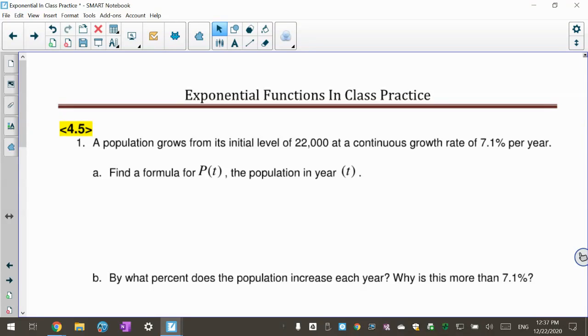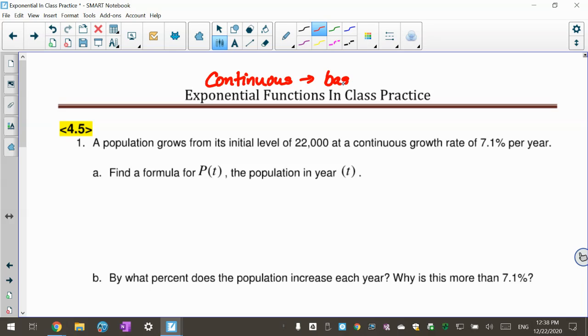Okay, this video is section 4.5, which we start talking about continuous growth. Anything when you hear the word continuous growth is base e. So if you see the word continuous, it's always base e. And I know you've watched the videos, and the video talks about e being the continuous exponential function. It's 2.71, and just make sure you watch the video so you can understand what's going on.